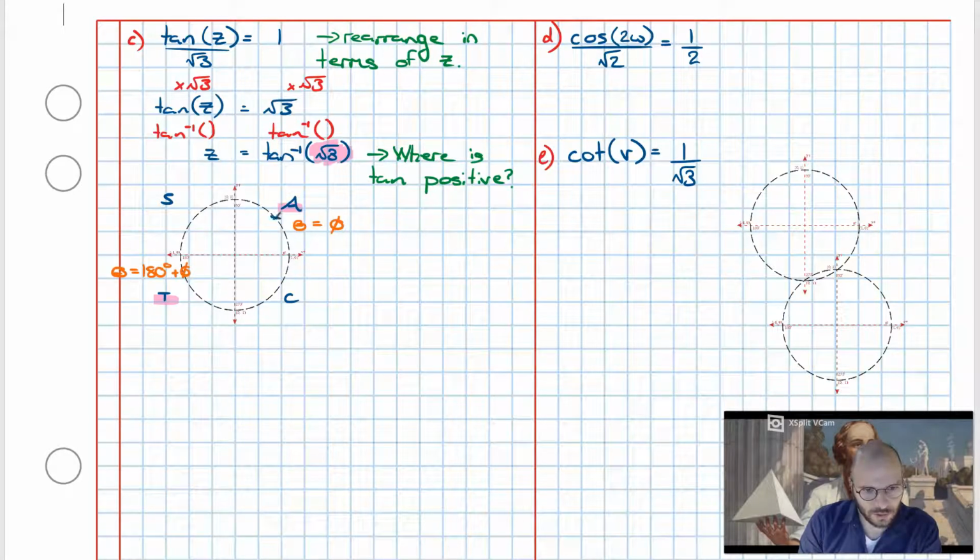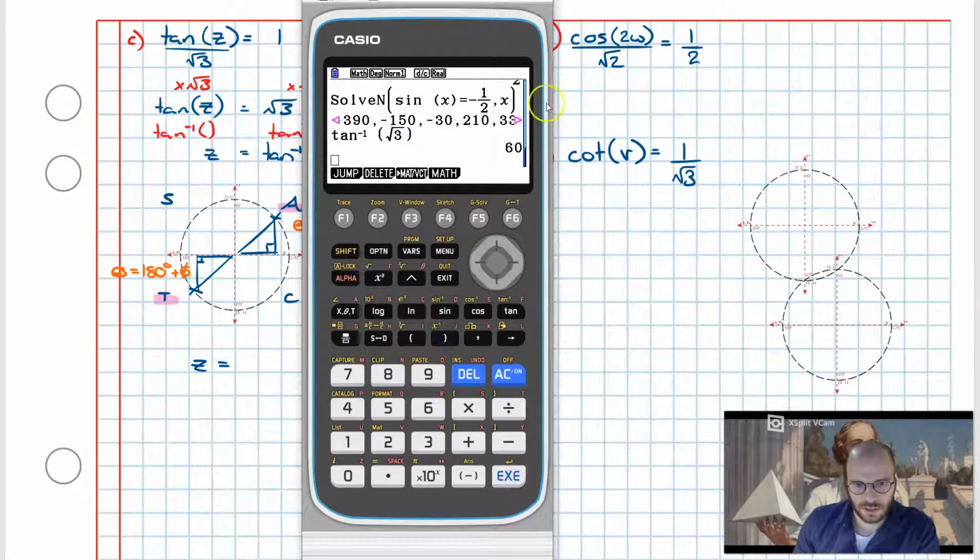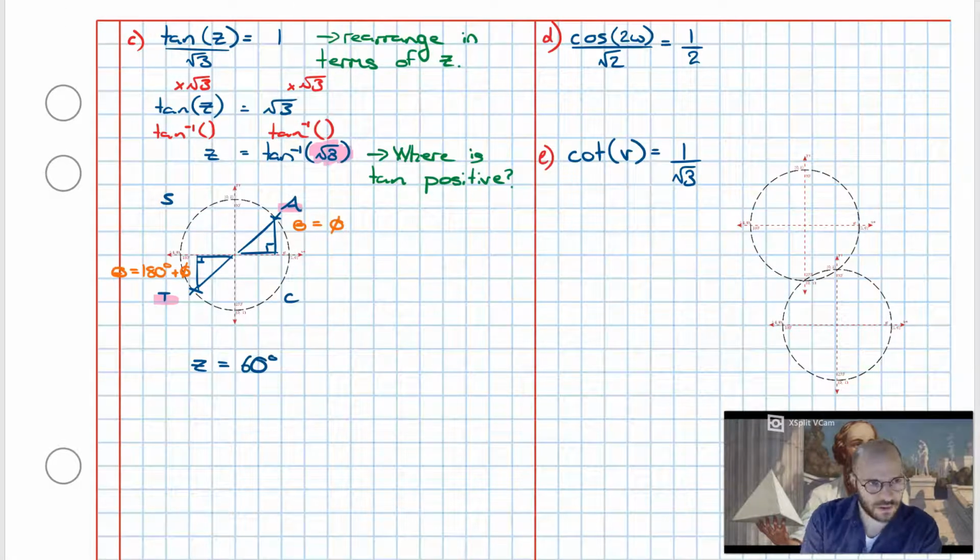Now, drawing in the equivalent triangles, it's going to look like this. And our next step is we want to calculate the value of phi, and then we want to calculate the values of theta based on that. So the value of phi, in our case, is going to be the inverse tan of root 3. So I bring up the calculator and I press shift tan, then shift square root 3, close it off. And it's 60 degrees. So that's our first quadrant solution.